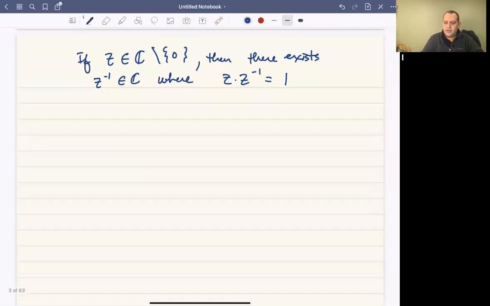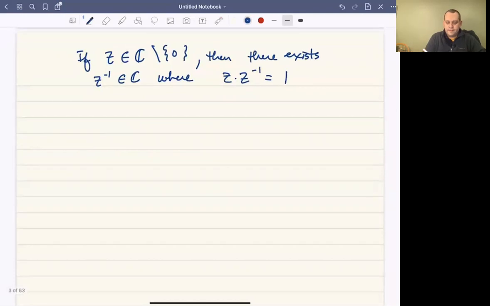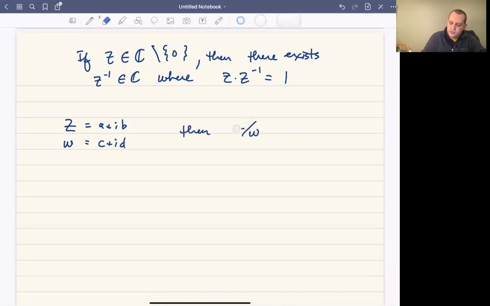If you want to do division, I think that this is worth talking about. What does it mean to divide two complex numbers? If you were to take z as, say, a plus ib, and w as c plus id, then z over w would be a plus ib over c plus id. There's a little trick here.